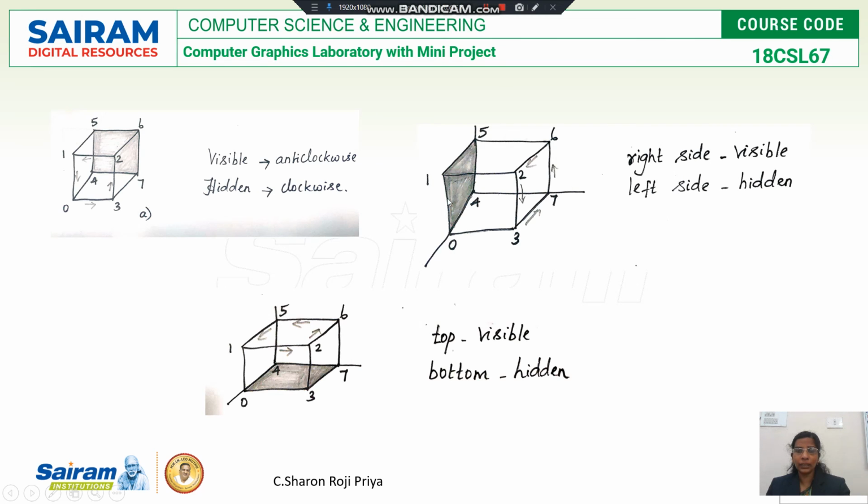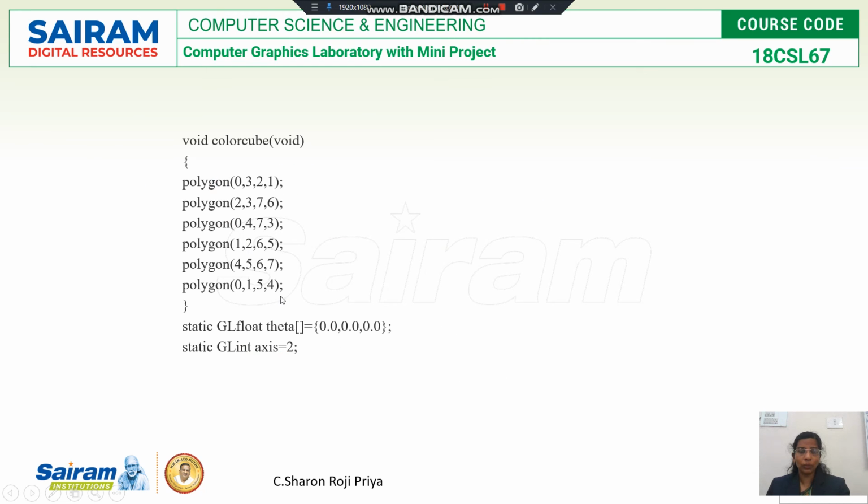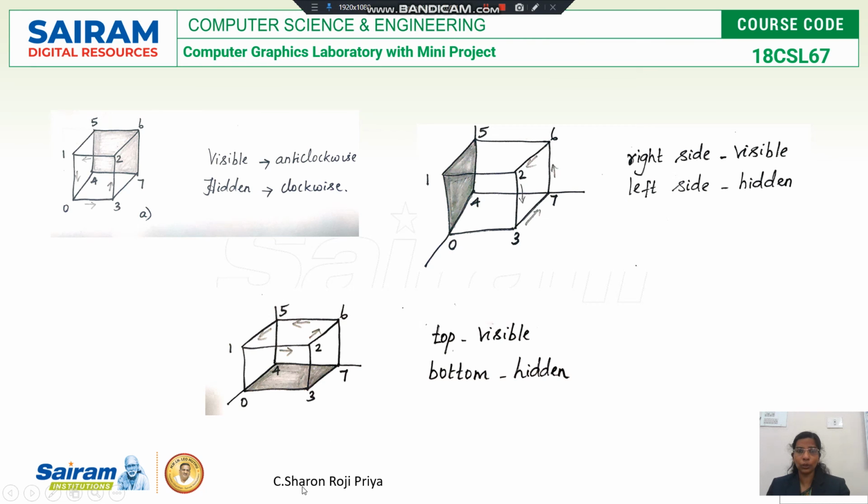And the left side is hidden. Start from the minimum vertex 0 and go in clockwise direction. So it will be 0, 1, 5, 4. Check your program. Similarly, for top and bottom, you have to mark it.